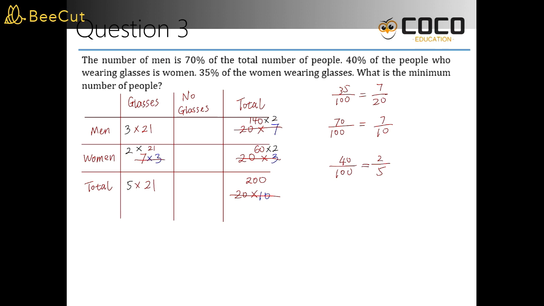So we can find that this is 63, 42, this is 105. For the total, this is 280, 120, and 400. They're asking for the total number of people, so there will be 400. That's the least number.